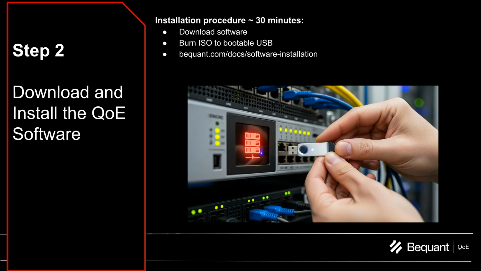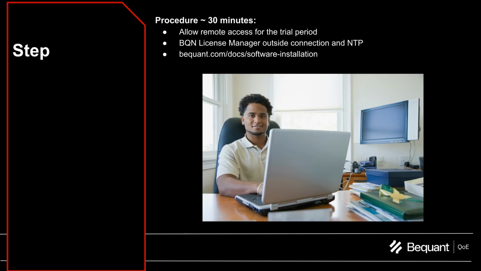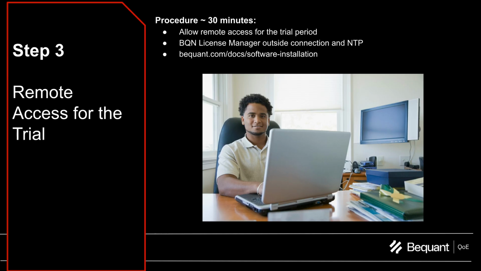These instructions will walk you through burning the ISO to a bootable USB drive, telling your server BIOS to boot from that external drive, and following the prompts to set up basic server configuration. Step 3. Setting up remote access for the trial period. During the trial, there will be times when our sales and support team will need access to the BQN appliance to ensure server compatibility, review settings, or make setting changes on your behalf. No changes will be made without your knowledge and permissions.